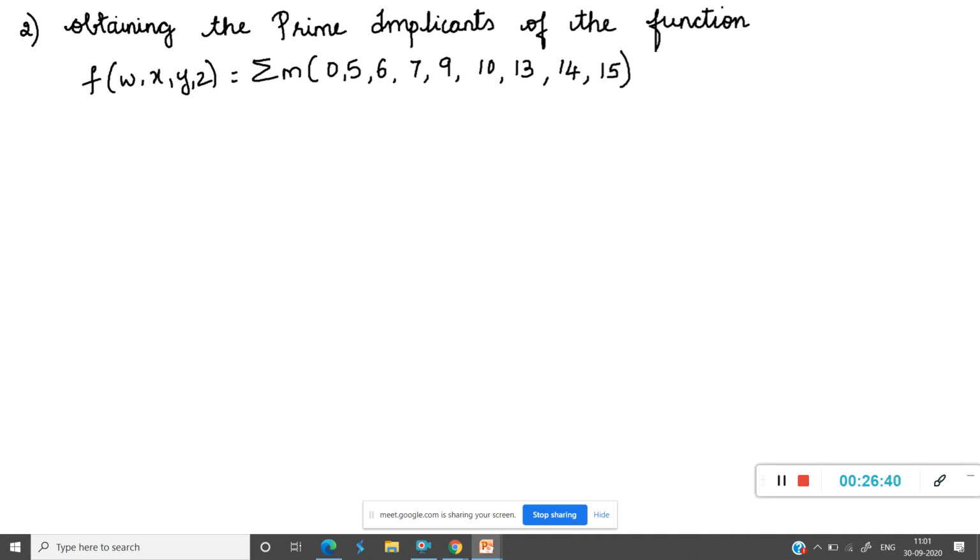Students, next problem. Obtain the prime implicants of the function using the Quine-McCluskey method. I have given a problem here. So you try it on your own and put the answer in the chat box. It is a similar problem, only the minterms are different. It is the same type. Do this and tell me.